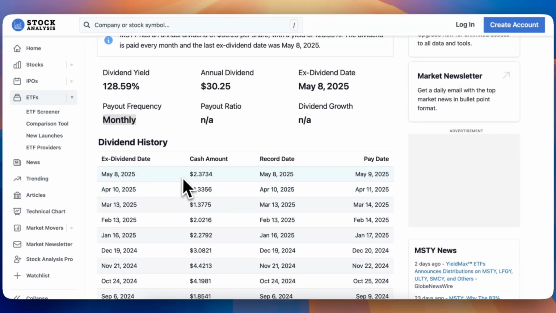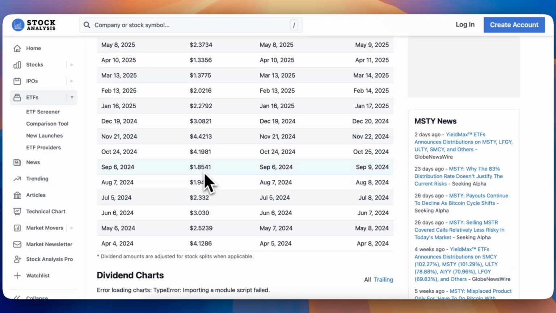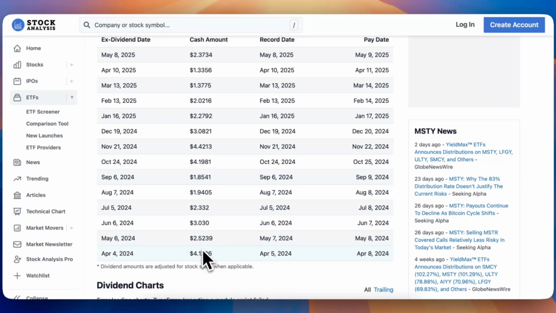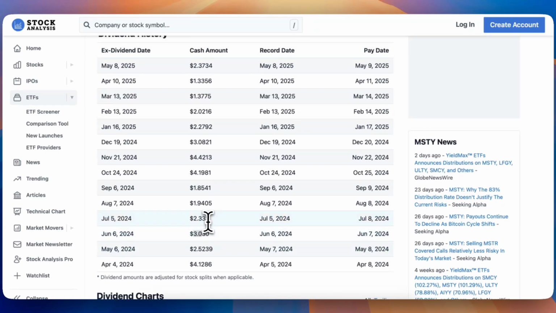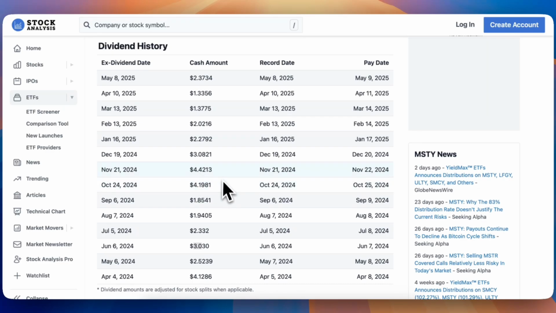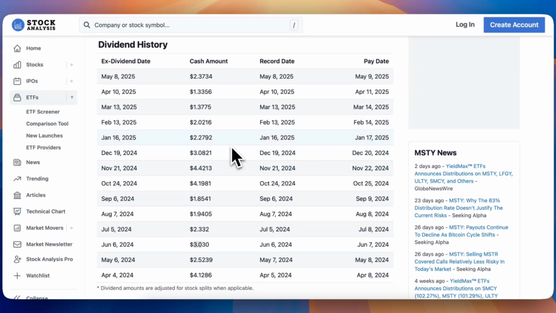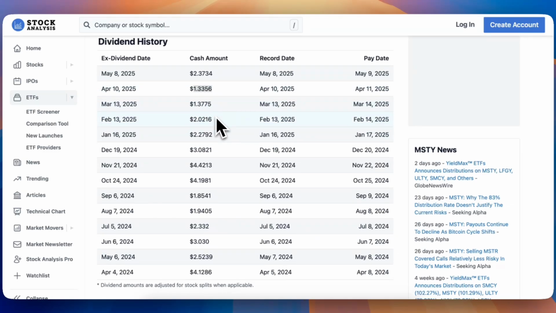But if we take a look at the dividend history, we can see that it changes quite a bit. The first payout was around $4, going all the way down to $2.50, jumping back to $3, $2, $1, $4, and so on. But overall, it has not dipped below $1 per share, and that's a really good sign showing that MSTY has been proving to be a great ETF.